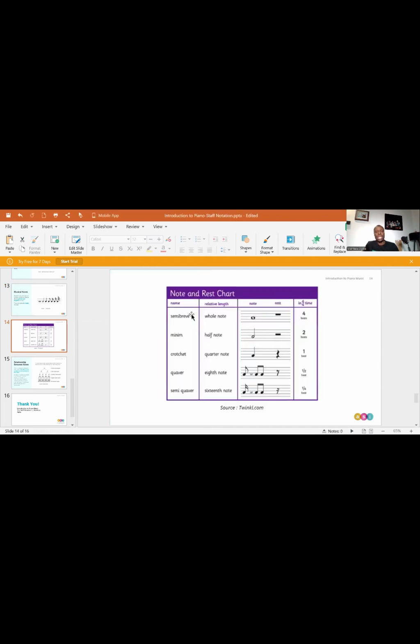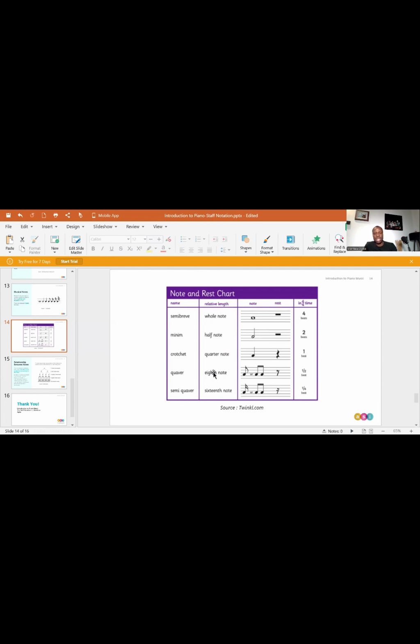So looking at the first note, semibreve. Semibreve is just an oval note that is not shaded, which has 4 as its time value. We have minim, otherwise called half note: not shaded, oval note and a stem, time value 2. Crotchet, otherwise known as a quarter note: shaded oval note and a stem, time value 1.